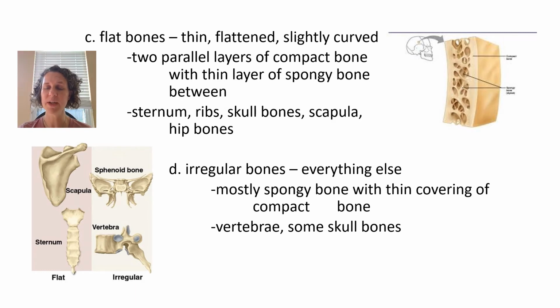And then the last one, they're like, okay, these all are just really random. So these are the irregular bones. And again, mostly spongy, like the short bones, with a thin covering of compact bone. Your vertebrae, and I'll show you some vertebrae from a cow skeleton, so different size, but the shape is still similar. Also, some of your skull bones have just a really random shape. Those are the irregular bones.